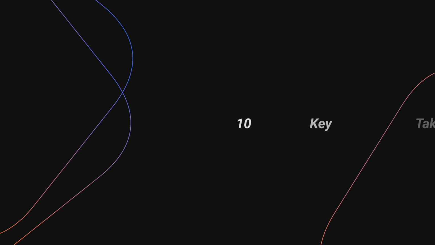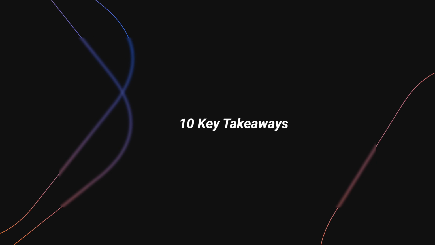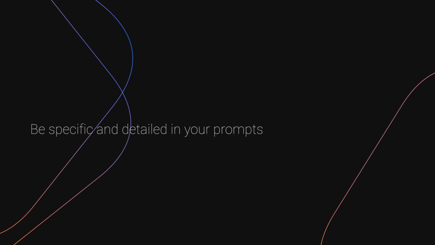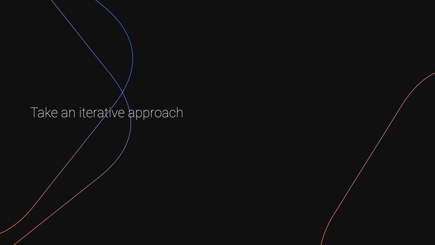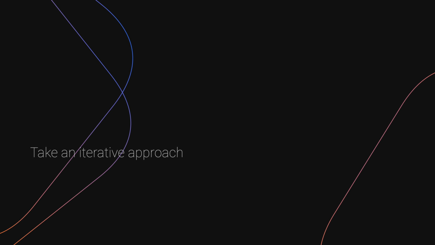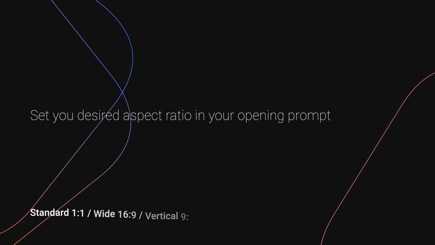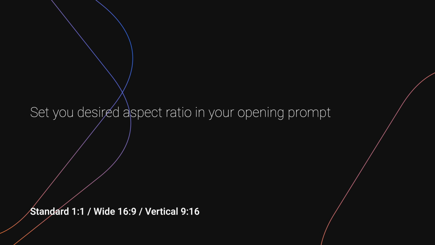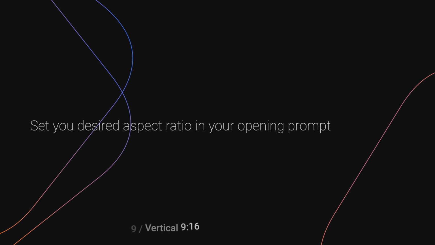So to wrap things up, here are 10 key takeaways for your DALL-E 3 journey. Be specific and detailed in your prompts. Take an iterative approach. The first image generated doesn't have to be perfect, and it's okay to have a back and forth with DALL-E. Set your desired aspect ratio in your opening prompt. If you'd like to use normal language instead of aspect ratios, you can simply let DALL-E know you'd like the image in standard or square format for 1:1, wide for 16:9, or vertical for mobile format.